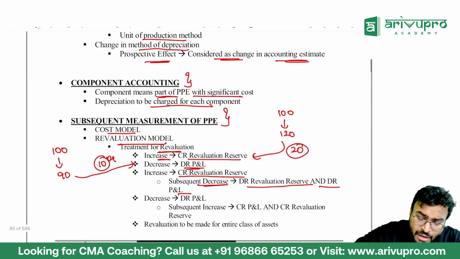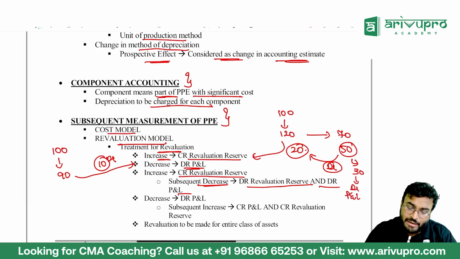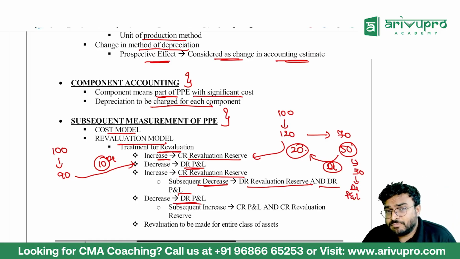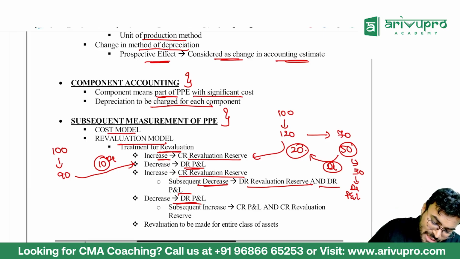Now this became 120, no. From 120 in future if it is going to become 70, the decrease is 50. Already 20 is sitting in revaluation reserve. So debit 20 to revaluation reserve and 30 you debit to P&L. Decrease, debit P&L. Decrease, what you are going to do? Debit P&L.